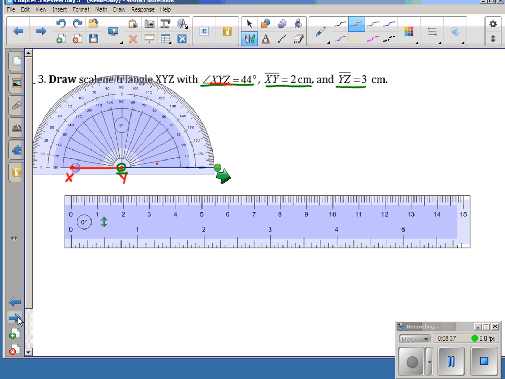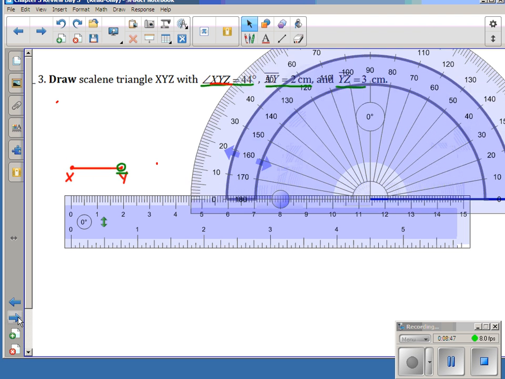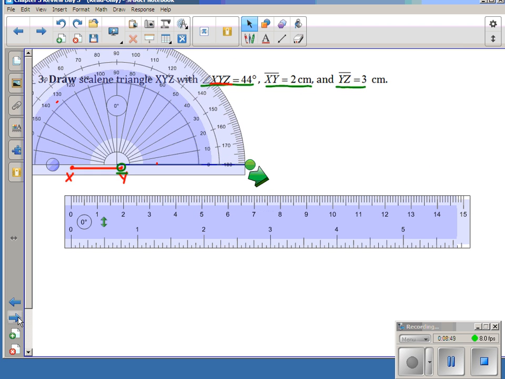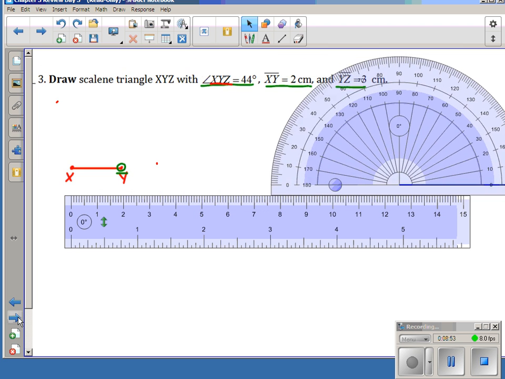So I'm going to go make a 44-degree angle. And since I'm swinging up, I need the outer region. So that's where 44 is. Okay. So now I'm just going to make a segment. Did I have that lined up? Okay. So now I'm going to make a segment from here out to there. Right. And then the next piece I need is my YZ.